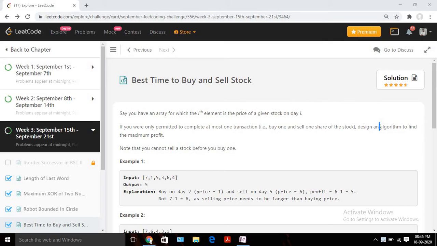Today we are going to solve the day 18 of September LeetCode challenge. Today's problem name is best time to buy and sell stock. So let's try to see the given problem statement first.